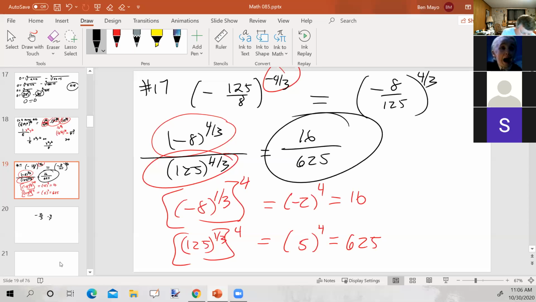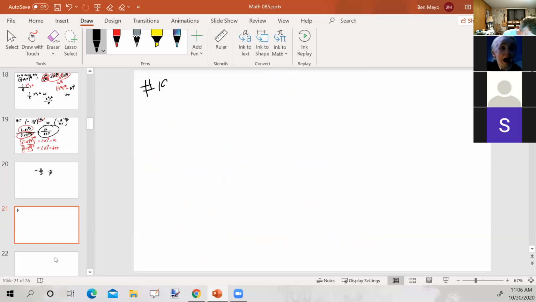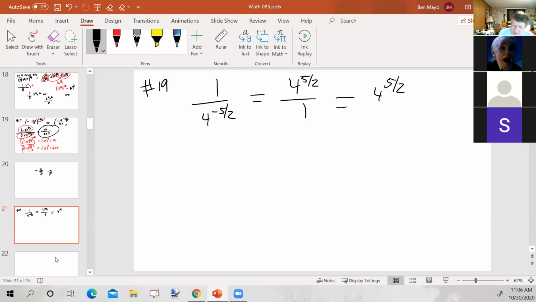Number 19, still on the chapter review. It says simplify the expression 1 over 4 to the -5 power. So recall, if I have a base to a negative exponent on top and I move it downstairs, it makes the exponent positive. If I have a base to a negative exponent on the bottom, I can move it upstairs and it makes the exponent positive, which is basically 4 to the 5/2 power.